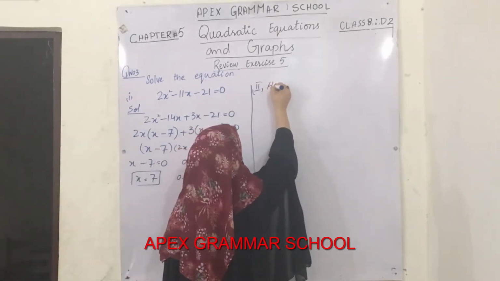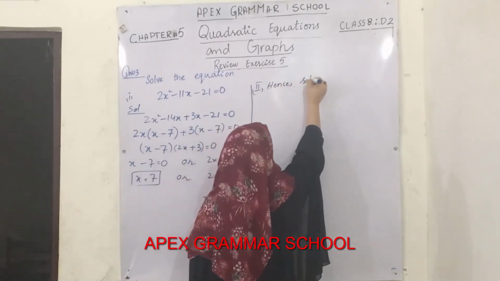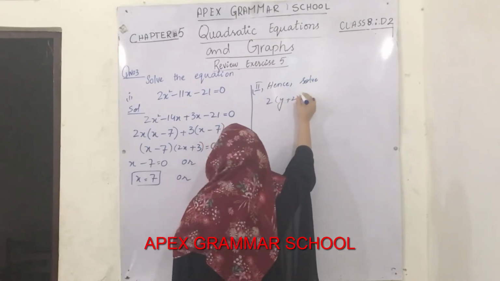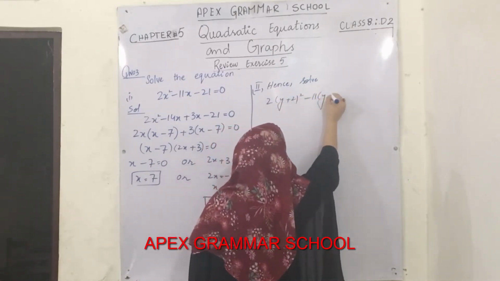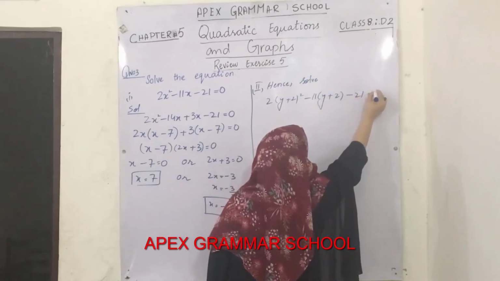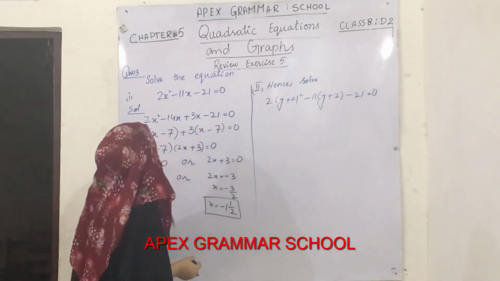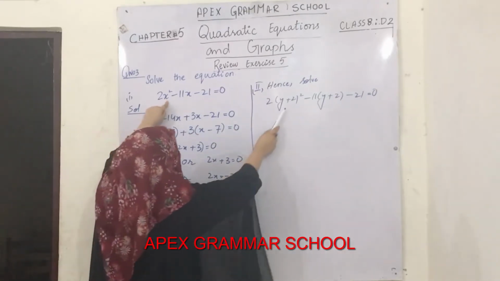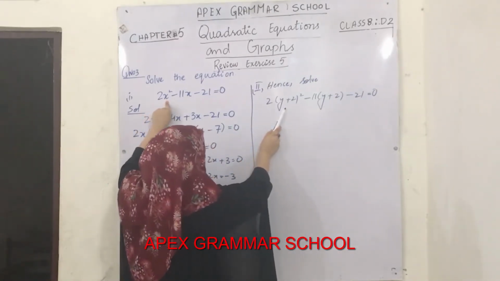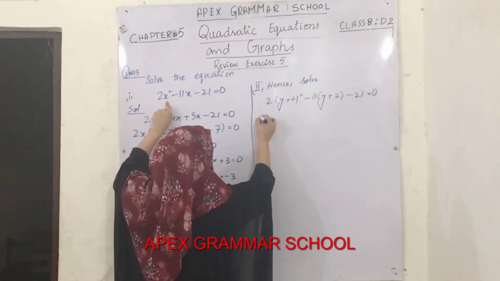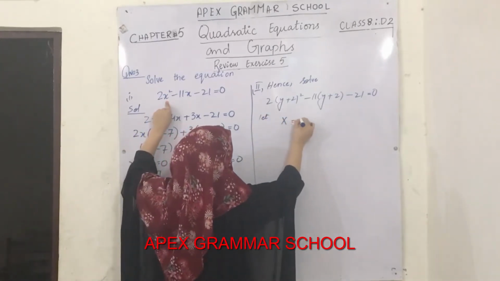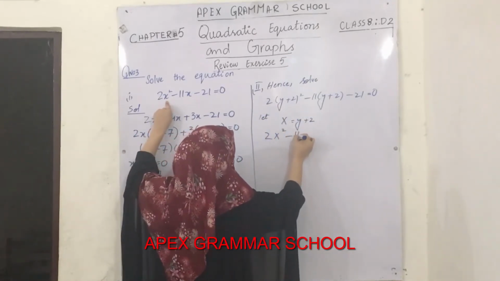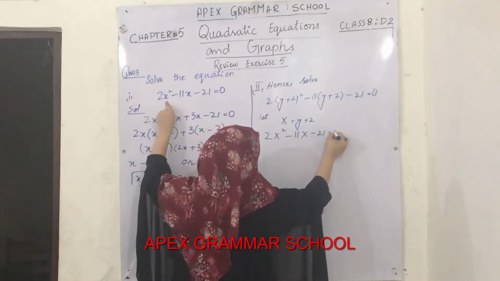Second part. Hence, solve 2(y + 2)² − 11(y + 2) − 21 = 0. When you compare the first part and the second part, you come to know that the variable x is now being replaced by y + 2. So I am going to use capital X for y + 2. So it will be 2X² − 11X − 21 = 0.